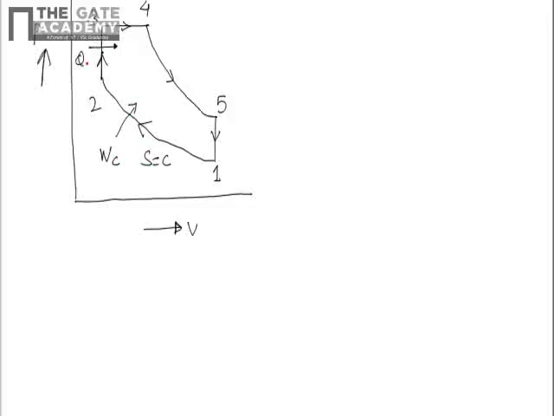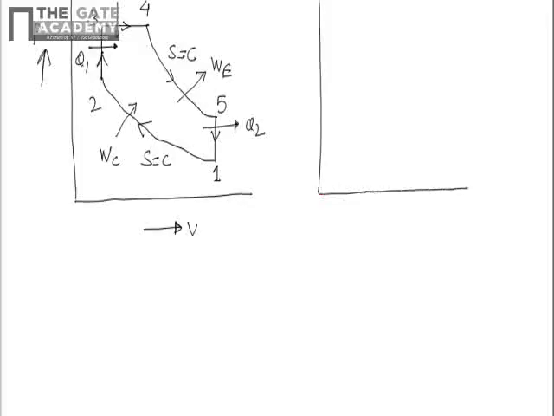Here we are having heat addition Q1. Here also we are having heat addition Q1. Here again S equals to C, that is expansion work, and heat rejection Q2. So this one is a typical representation of the dual cycle on the PV diagram.